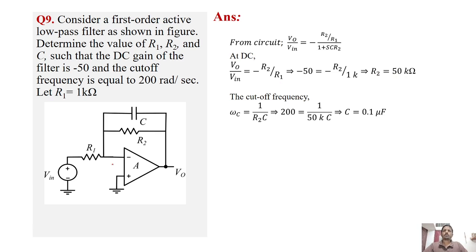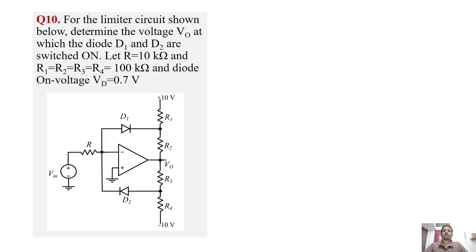Now coming to the last question, the 10th question. It's a limiter circuit. For the limiter circuit shown below, determine the voltage V0 at which the diodes D1 and D2 are switched on. Given the value of R is 10k, and R1, R2, R3 and R4 are 100k, and the diode on voltage is Vd equal to 0.7.